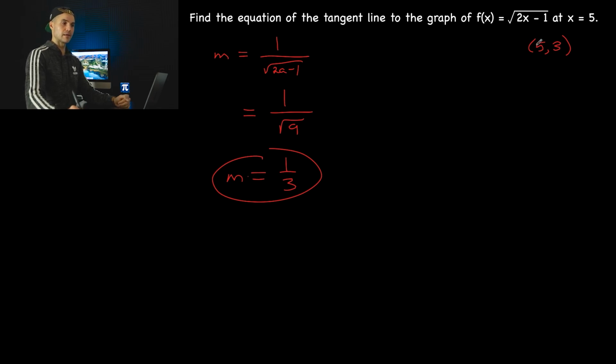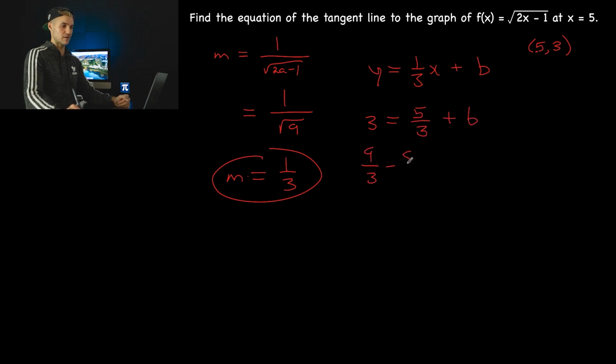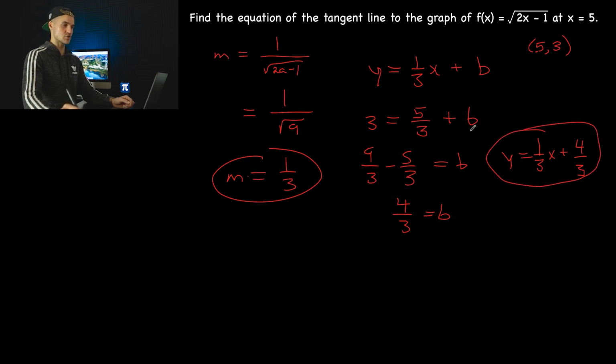So we have the slope of a line and the point that it contains, so we can easily find the equation of it. Plug in the slope first, 1 over 3 x plus b. Now we have to solve for this b value, plug in the point 5 and 3, so 3 for y. We're going to plug in 5 for x. This is going to be like 9 over 3 minus 5 over 3. If we bring the 5 over 3 over, that is equal to b, so that means 4 over 3 is equal to b, so y equals 1 over 3x plus 4 over 3. That ends up being the equation for this tangent line. That ends up being the final answer for this question.